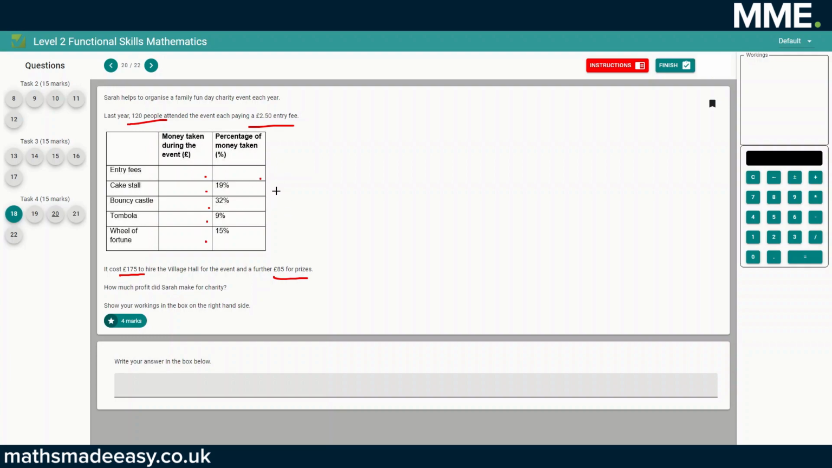What we know is the percentage of money taken from these should sum to equal 100. So if we take 100% and take away each of these percentages in turn, it should leave the entry fee percentage of money taken. So what we do is 100 minus 15 minus 9 minus 32 minus 19, and that will come out as 25%. So we need to work out what the monetary value is. We can do that by multiplying 120 by £2.50, and that comes out as exactly £300.